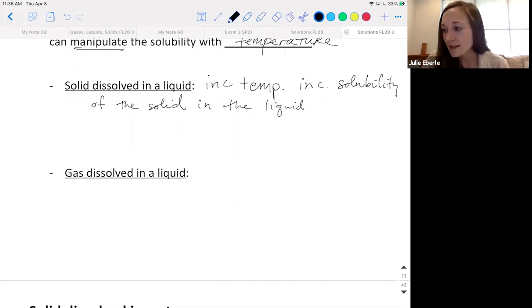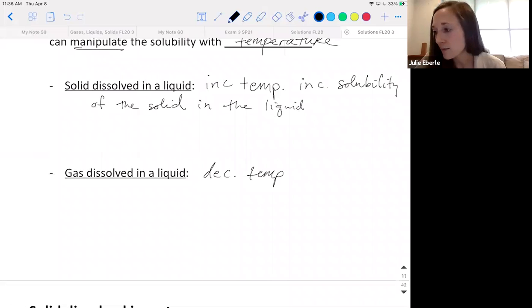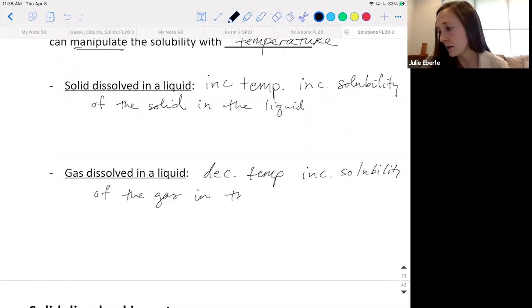So what that means is as you decrease temperature, for gas particles, because they have a lot more energy, if we decrease temperature, we're slowing them down a little bit, and they'll stay dissolved in the liquid better that way. So if you decrease temperature, you increase solubility of the gas in the liquid, right?